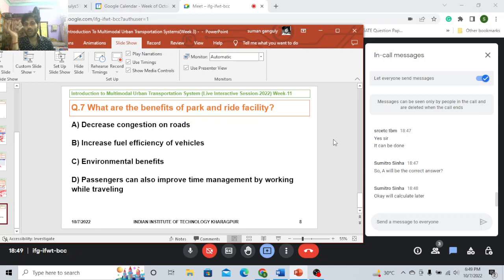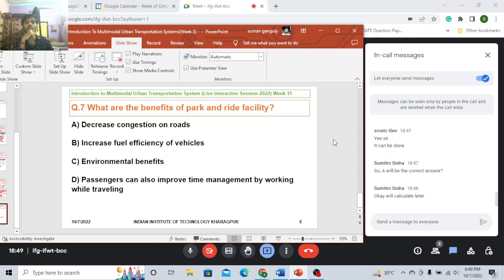The very core of the urban area, like a CBD area. So then what could be the possible benefits of a park and ride facility? If I design a park and ride facility, will it decrease the congestion on road, and will it increase the fuel efficiency of my vehicle, or will the emissions be less and the air be cleaner, so it has some environmental benefits?